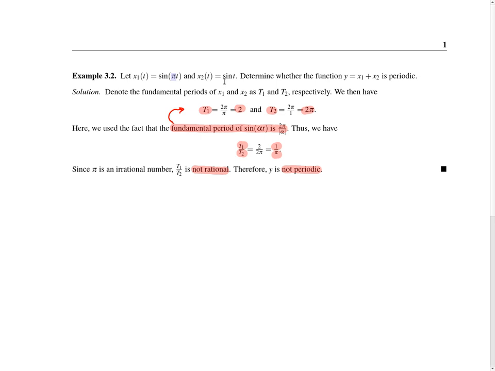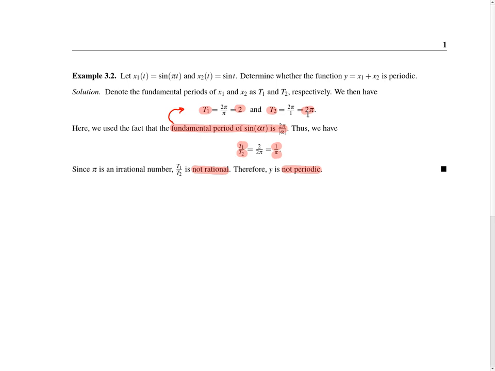And the fundamental period of the function x2, because there's a 1 in front of this t that we don't bother to write, will be 2 pi divided by the 1 that's multiplying the t. In other words, we have 2 pi over 1, which simplifies to 2 pi.